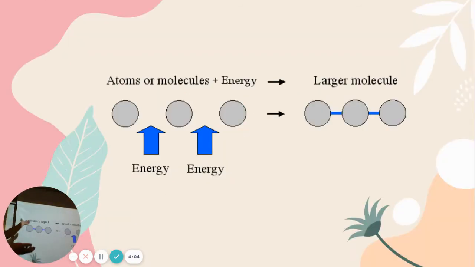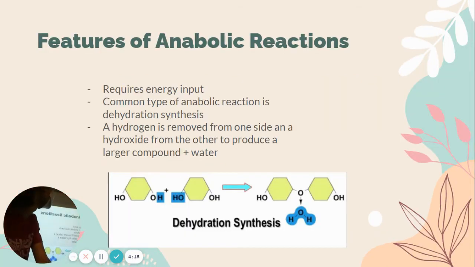The diagram is an example of an anabolic reaction. You have some smaller molecules, and then it takes in energy and uses energy and creates bonds between them and creates a larger molecule. So some features of anabolic reactions: they require energy input. Catabolic reactions produce energy. A common type of anabolic reaction is dehydration synthesis, where a hydrogen is removed from one side, hydroxide is removed from the other side, and this creates a bond between them, and water is a byproduct.